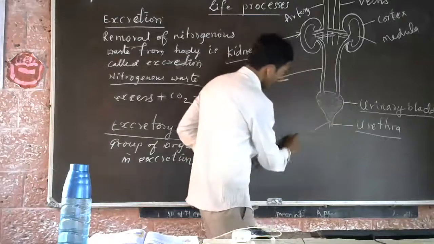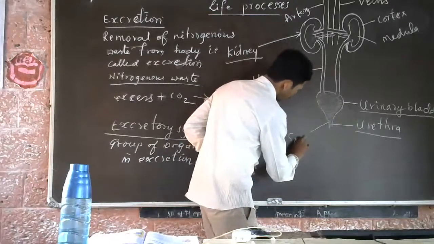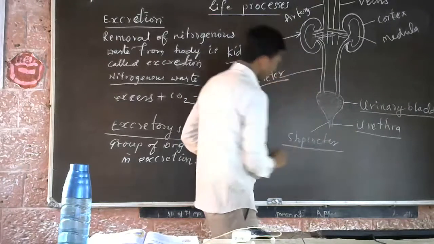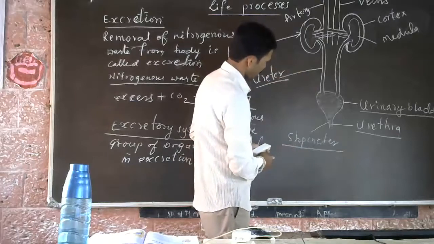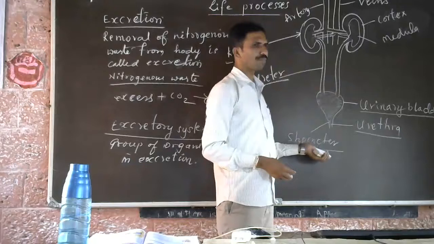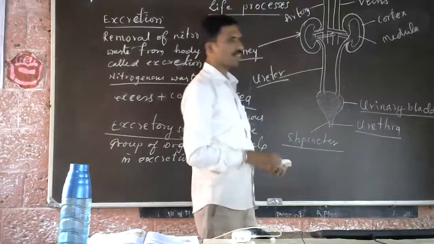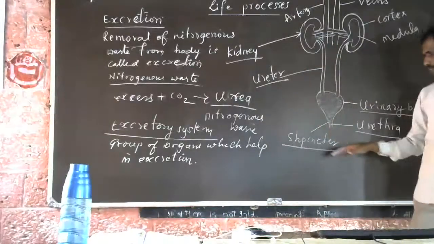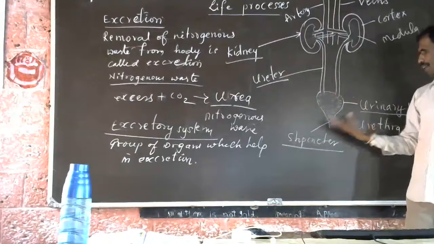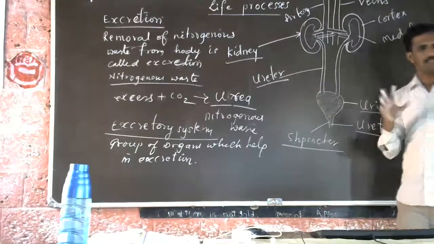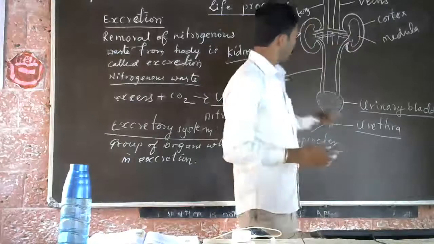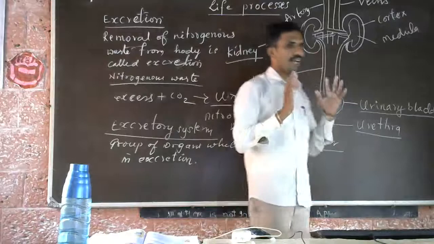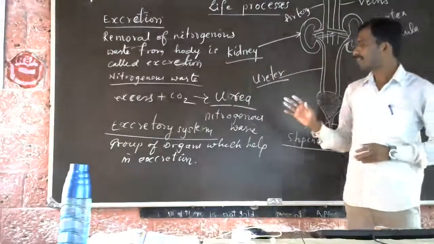Here, sphincter muscles will be there. These muscles control the flow of the urine. When the urinary bladder is full, the sphincter muscles will open and the urine is removed from the body. These are the actual parts of the excretory system.